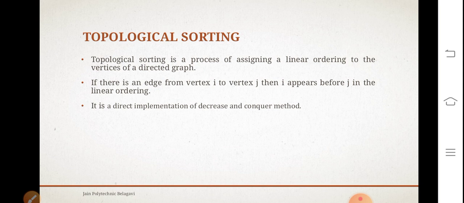So the topological sorting. Topological sorting is a process of assigning a linear ordering to the vertices of a directed graph. If there is an edge from vertex i to vertex j, then i appears before j in the linear ordering. It is a direct implementation of decrease and conquer method. That is, we discuss a very important problem for directed graphs here with a variety of applications involving prerequisite restricted tasks. Before we pose this problem, though, let us review a few basic facts about directed graphs themselves.